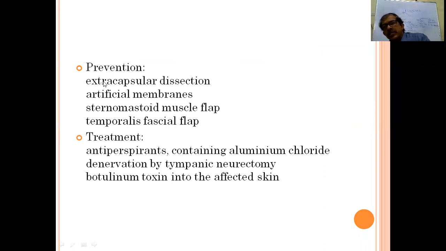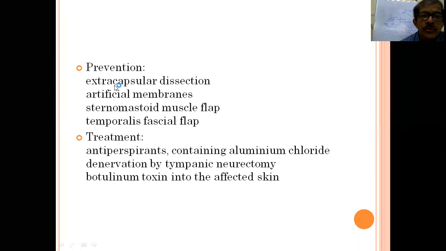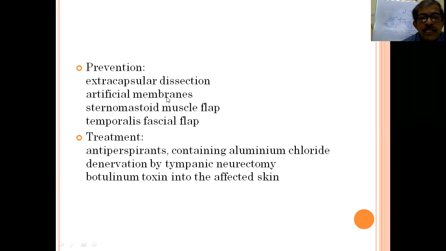So the treatment is actually prevention. Nowadays with extracapsular dissection, as I already told you, you won't cut the nerve. You are outside, so you won't cut the nerve, and it is grossly prevented with this dissection. Sometimes, of course, people will leave between the skin and the parotid gland fossa some artificial membranes, or a sternomastoid flap or temporalis fascial flap, before they close the skin.